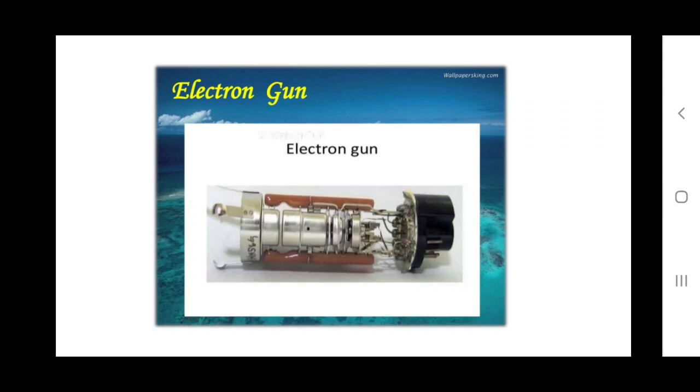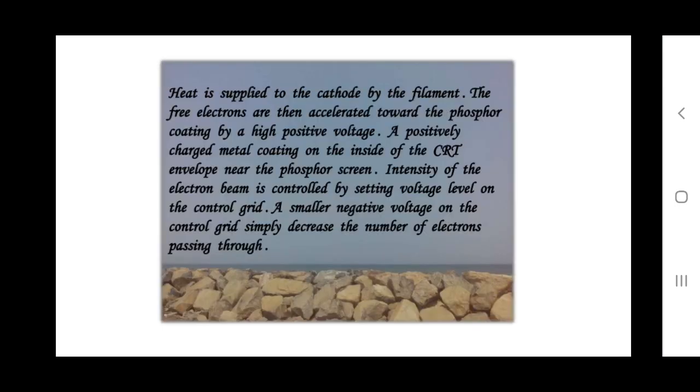Next, this is the 3D view of a cathode ray tube. So how does the electron gun appear in the cathode ray tube? What is an electron gun? The electron gun consists of a beam of electrons which is fired.